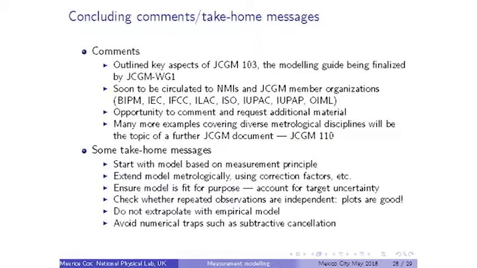The take-home messages are as follows. We start with a model based on a measurement principle. We extend the model taking account of metrological effects, correction factors, etc. We ensure the model is fit for purpose, accounting for the target uncertainty. We should check whether repeated observations are independent. Plots are very good in this respect. We ensure we do not extrapolate with an empirical model, and we must avoid numerical traps, such as the one I just indicated, subtractive cancellation.